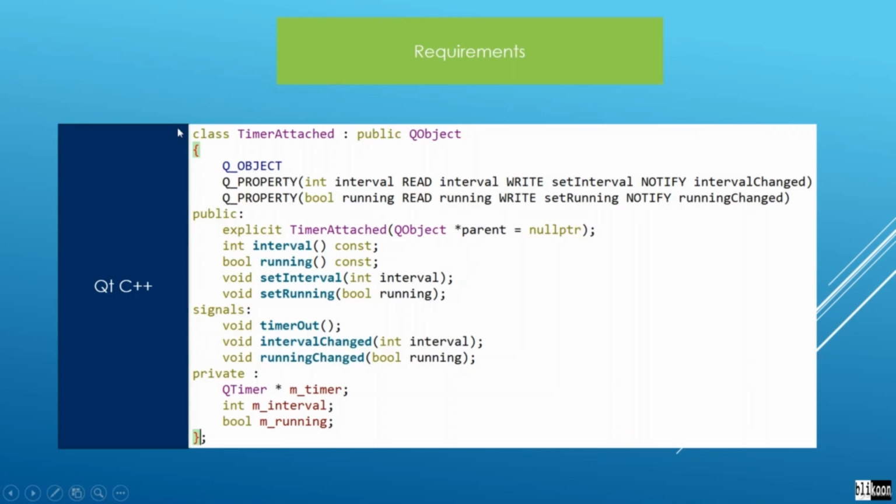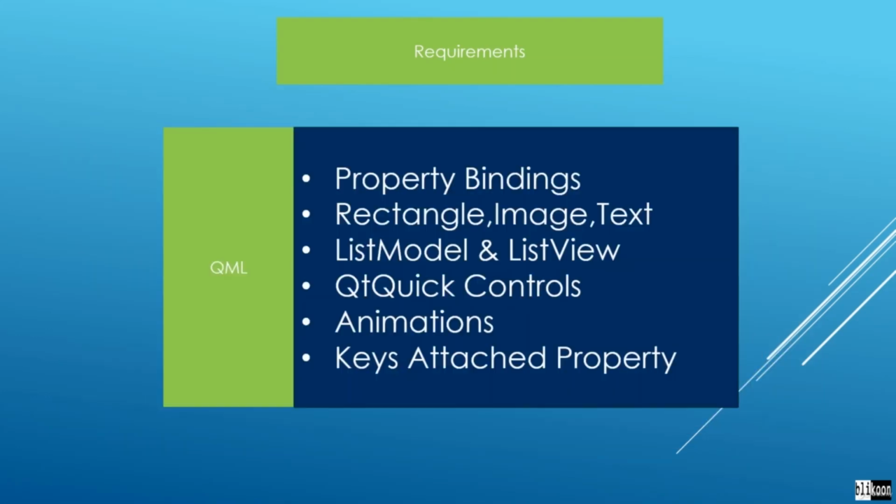If what you see here is really not foreign to you, you're most probably going to be okay with the course. In terms of QML, you should know about property bindings. You should know how to use the basic items in QML, things like rectangle, images, and text. You should have a basic understanding of Qt Quick controls. You should also know a bit about animations and keys attached property. If you have some doubts about the requirements here, please do check out my previous courses on Qt, C++, and QML. We talk about these things extensively.